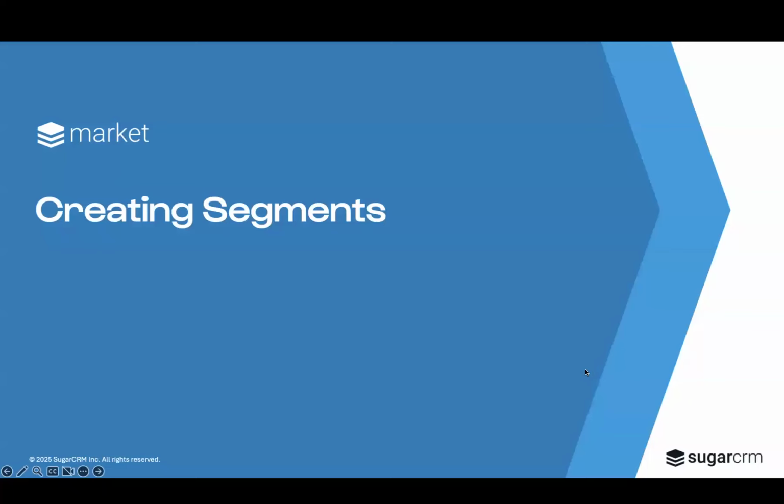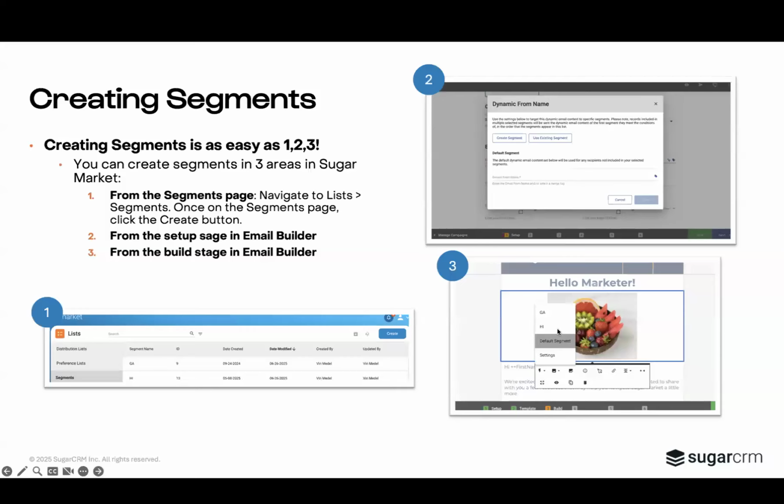Okay, so I keep talking about segments, and you're probably wondering, what are they? Segments are just defining that group of people. Now, when you're in Sugar Market, you can create segments three separate ways. The first one is going over to the segments page, where you navigate to your list. I'll show you guys in the platform. Once you're in there, you can click on the create button and create them.